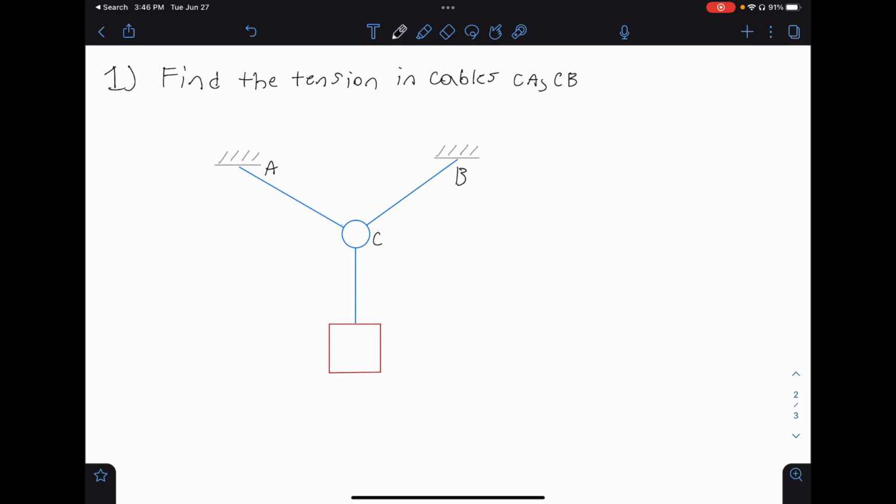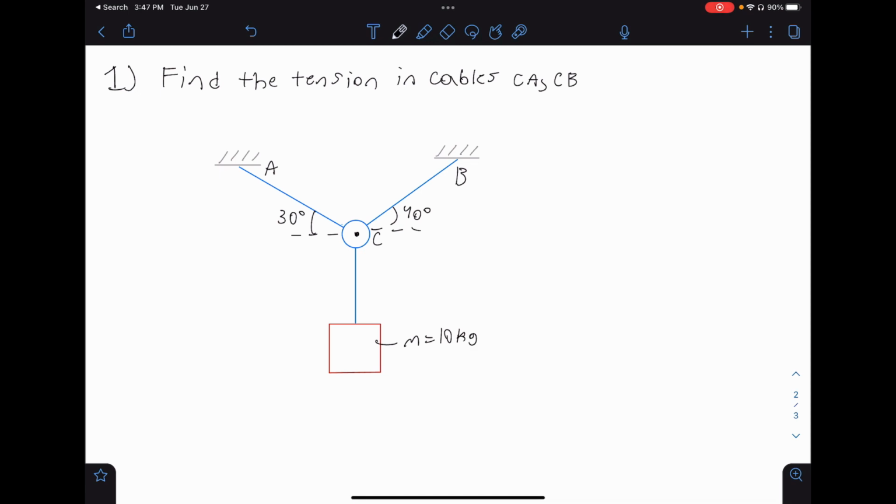Well, we're also given that this cable CA, because we're going to be looking at this particle C right here, this cable CA is at a 30-degree angle with the x-axis. And then we're given that CB is at a 40-degree angle with the x-axis. We are also given the weight of this box, we're given the mass of the box as m is equal to 10 kilograms.